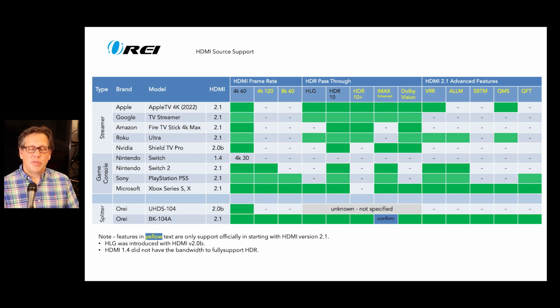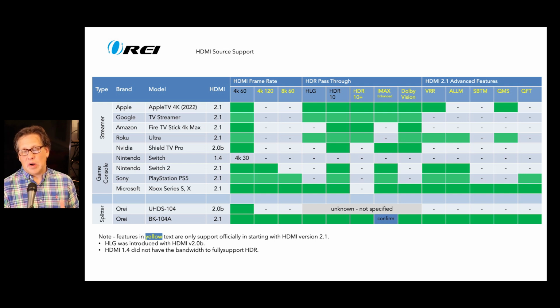But when you start looking at HDR pass-through, Hybrid Log Gamma was supported, HDR10, but then we got HDR10 Plus, IMAX Enhanced, and Dolby Vision. Well, you could do it in HDMI 2.0, it just wasn't officially supported. Now that means a lot to me, to have something officially supported. That means the risk of having errors and issues and bugs is much lower.